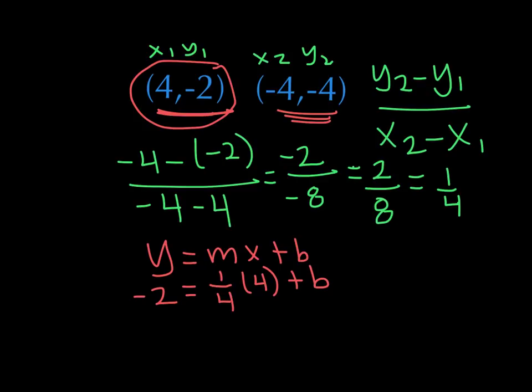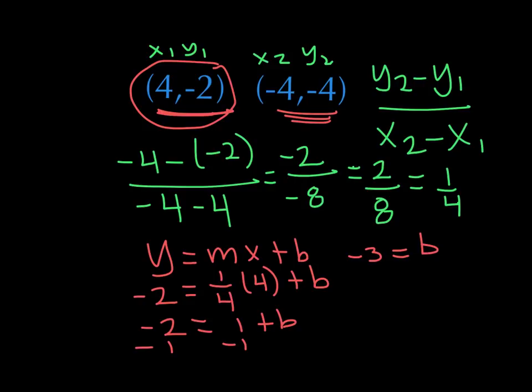Now I'm going to solve this like I solve an equation. So I have -2 equals, and 1/4 times 4 is going to give me +1 plus b. I'm going to subtract 1 from both sides, and -2 minus 1 is going to give me -3 equals b.